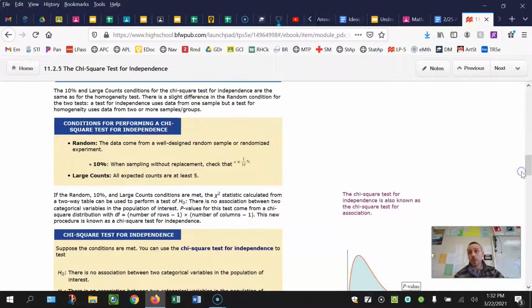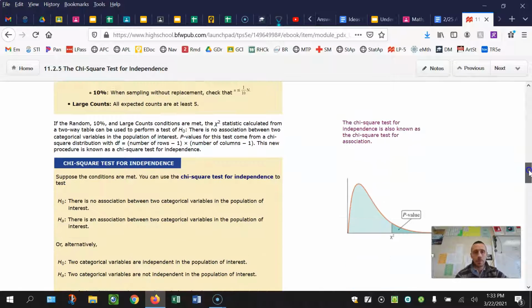The way that you calculate your expected counts is exactly the same as a chi-square test of homogeneity. Row total, column total, table total, done. Conditions, exactly the same. The way that you do it in the calculator, exactly the same. The only difference is the way the data is collected. Chi-square test of independence, they're taking one random sample and collecting two variables. Chi-square test of homogeneity, they're taking either independent random samples or there's an experiment with multiple groups and you're comparing the distribution across those groups or populations.